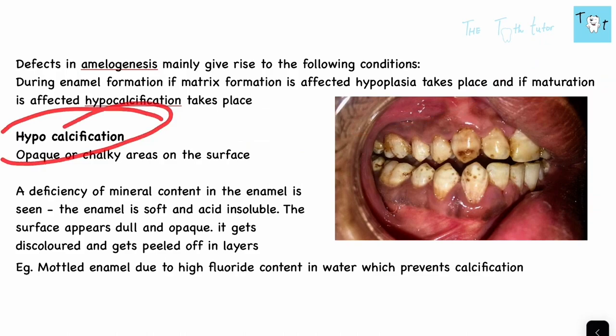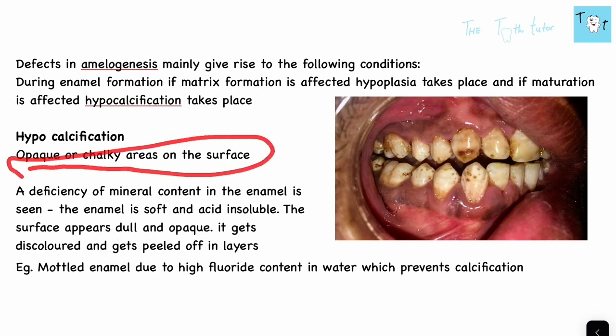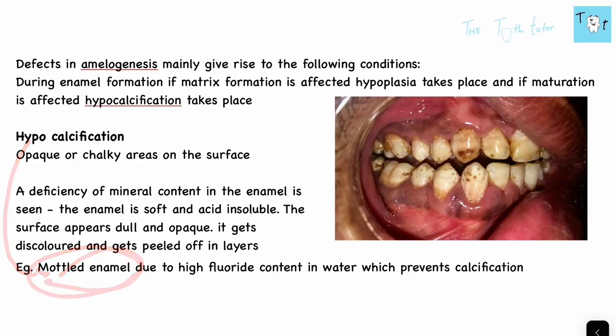So first we'll see what hypocalcification is. As the name suggests, hypocalcification means low mineral content. There is less mineralization. First we'll see what it looks like. It appears like an opaque chalky area on the surface. The example of hypocalcification is mottled enamel. You can see the mottled enamel over here.